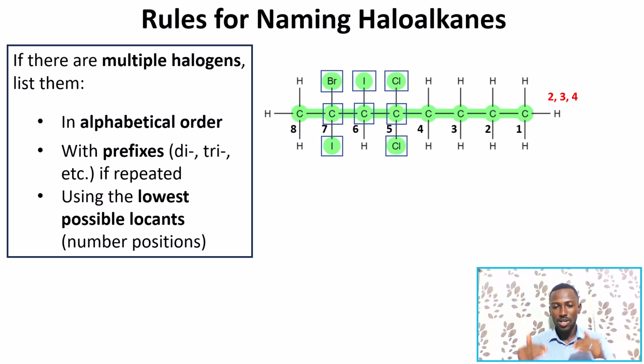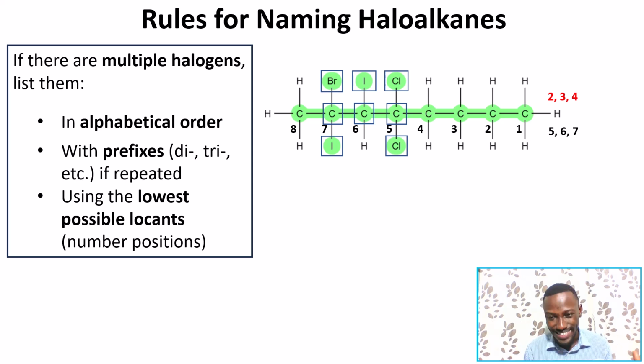Now, what about the numbering from right to left? For that, if we start from the right side, you can see that the 2 chlorines are located on carbon number 4. And the iodine is located on carbon number 6. And then we have bromine and iodine located on carbon number 7. So their positions will be 5, 6, 7.